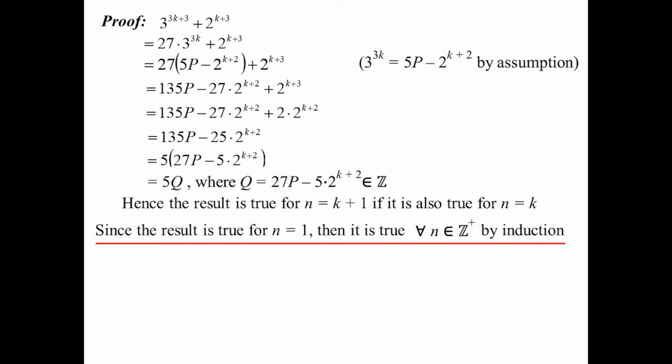I could have done this same question, instead of substituting in for 3 to the power of 3k, I could have also, let's go back to the assumption here, rewritten the assumption as 2 to the power of k plus 2 is 5p minus 3 to the power of 3k. And instead of breaking up the 3 to the power of 3k plus 3, I could have broken up the 2 lots of, what would it be? It would be 2 times 2 to the power of k plus 2, and then subbed in for the k plus 2. It doesn't matter, it should work either way.